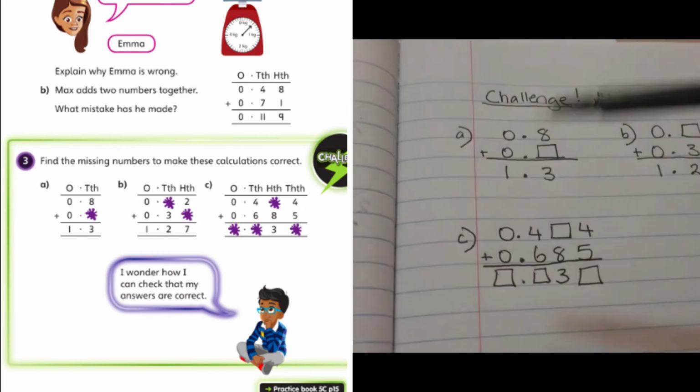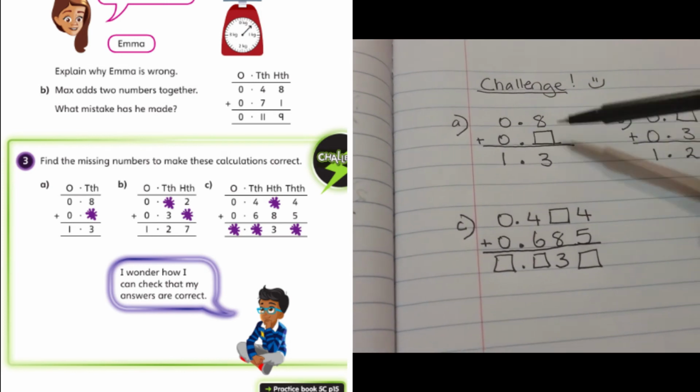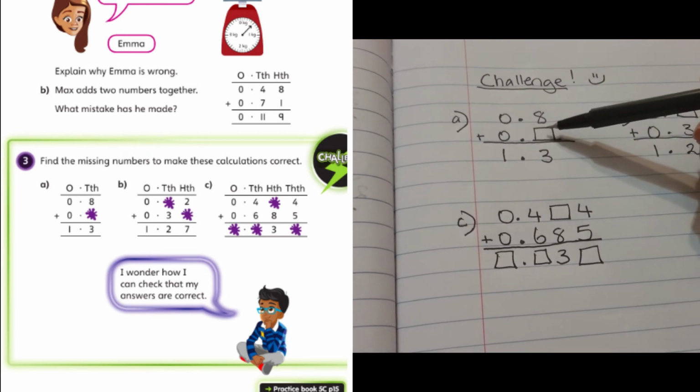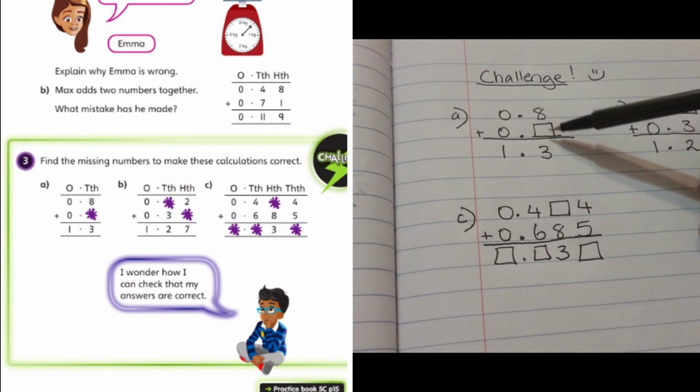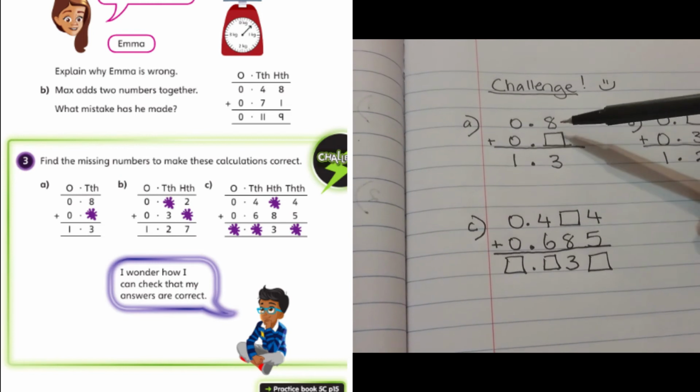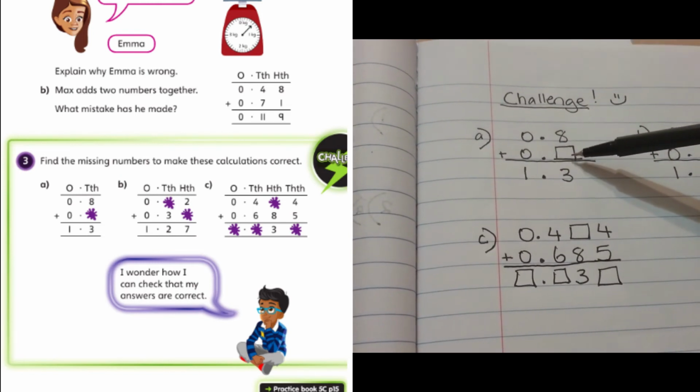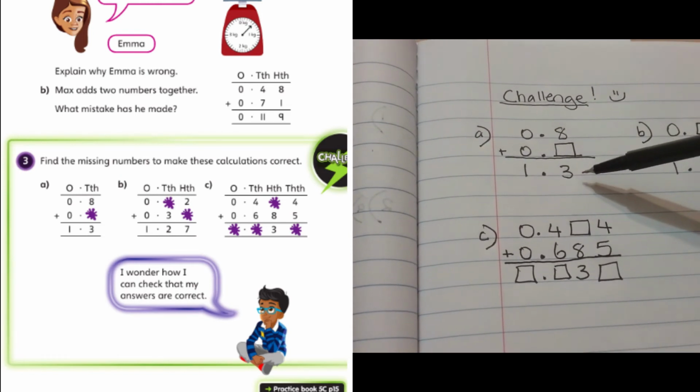All you do is start at the ones place like you normally would and think to yourself, what do I need to add to the number on top, or whatever the number you have is, in order to get what's on the bottom? So I have 8 and I need to add something to it so that I'll end up with a 3 on the bottom.